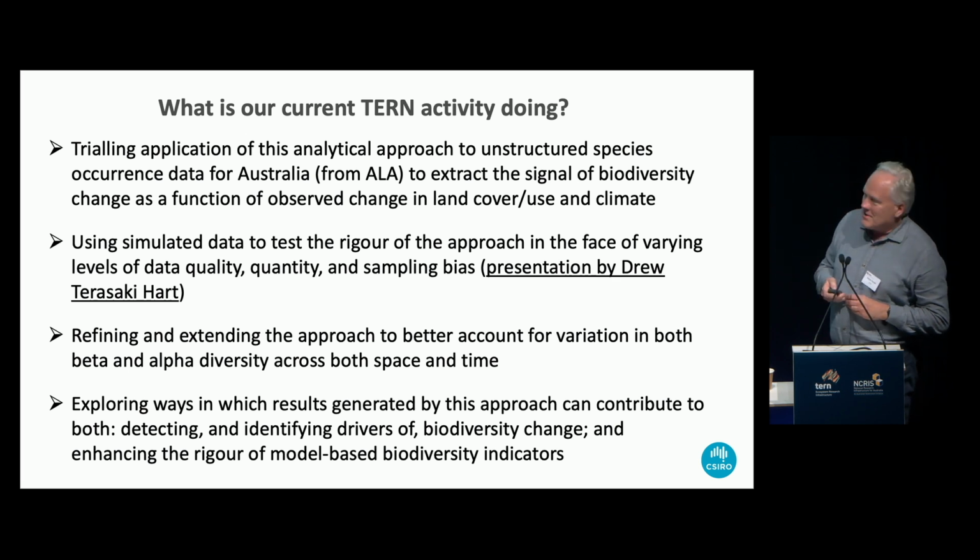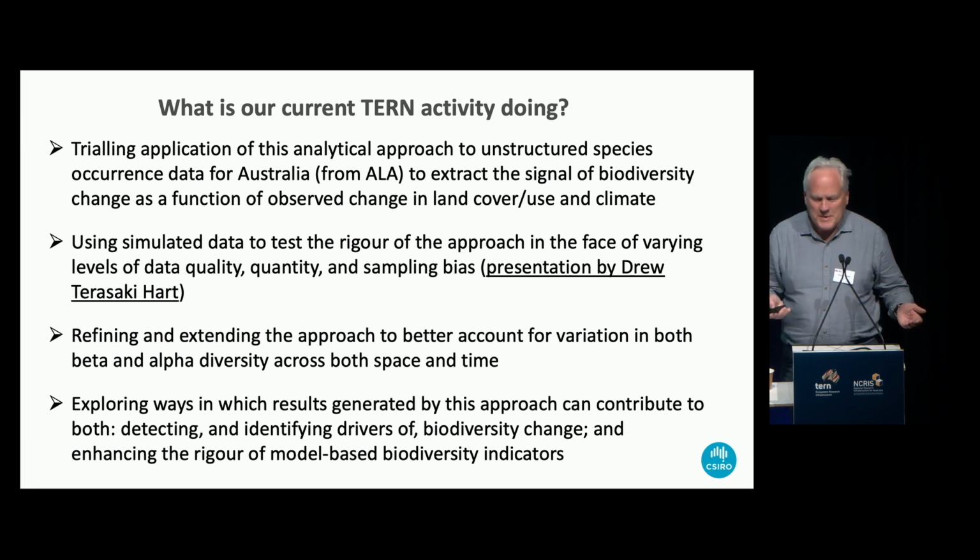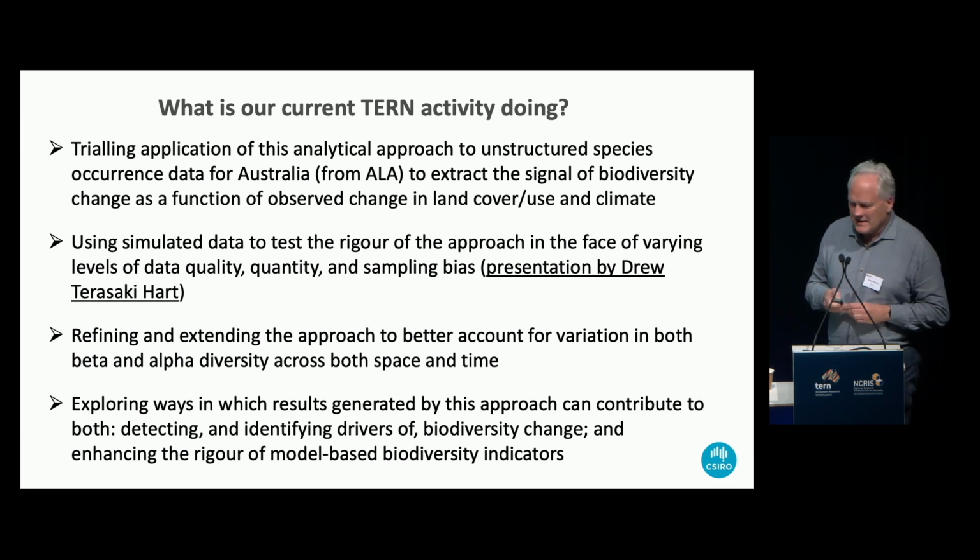What are we doing in this TERN activity? A number of things. We're trialling the application of this analytical approach to unstructured species occurrence datasets for Australia. That's what Andrew Hoskins was going to present some results of. Unfortunately, we're not going to hear that now. We are also using simulated data to test the rigour of the approach in the face of varying levels of data quality, quantity and sampling bias. Thankfully, we are hearing that presentation from Drew Terasaki-Hart, and I think that's in the last session tomorrow.